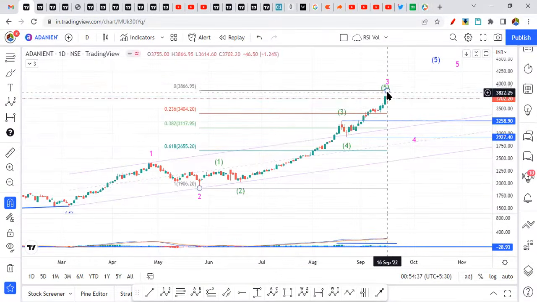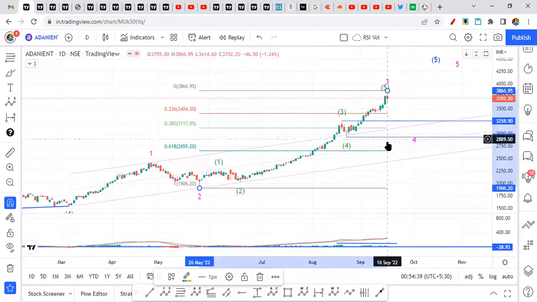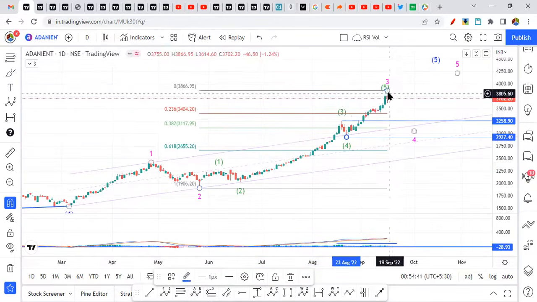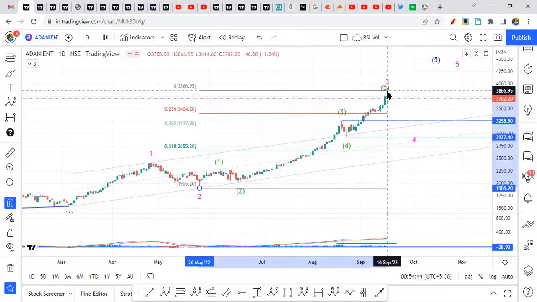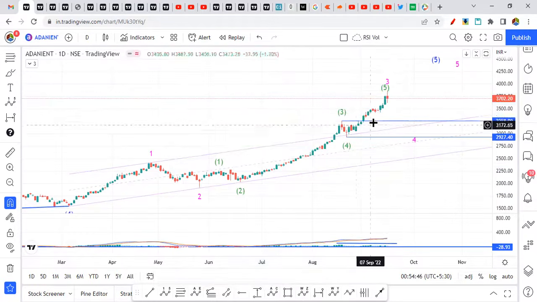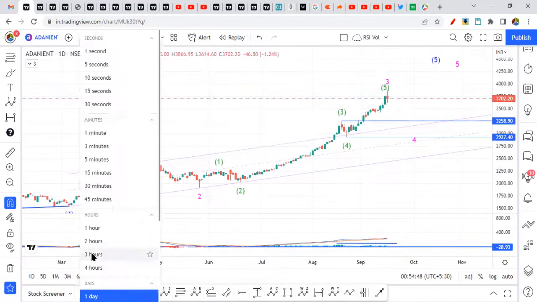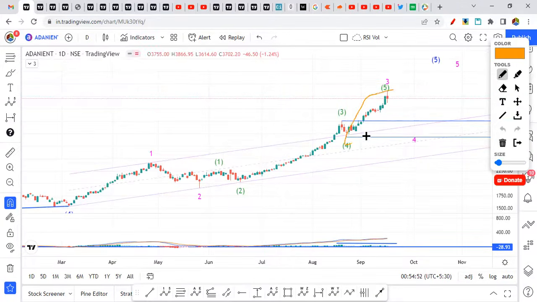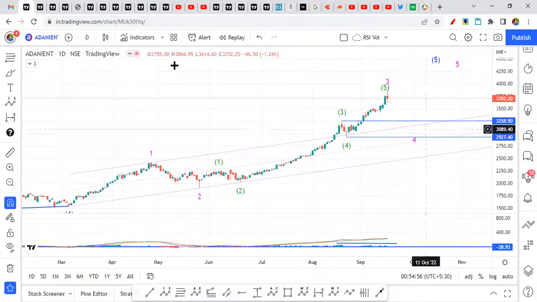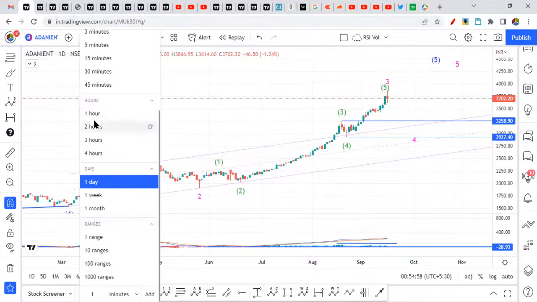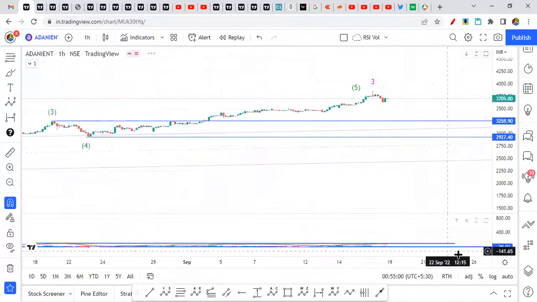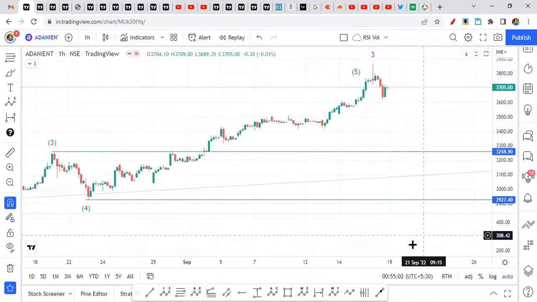Let's see whether it has already made a top here, or it still has to go higher in a fifth wave. For that, we need to switch to the 1 hour chart. So let's go, and now we are going to check this move. Only this move we'll check on the 1 hour chart. On the 1 hour chart, there is an interesting negative divergence. Let me show you that.